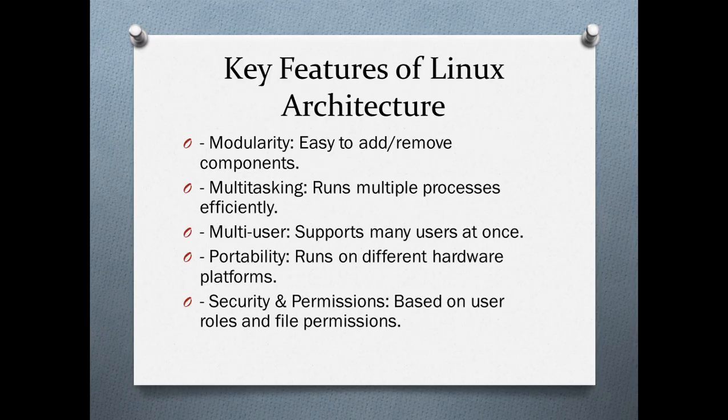Next, key features of Linux architecture. So what makes Linux so special? Its architecture offers modularity, so you can add or remove features easily. Multitasking, run several processes efficiently. Multi-user support, many users can work at once. Portability, works on many hardware types. Security, through user roles and file permissions. This is why Linux is trusted in sensitive, large-scale environments.